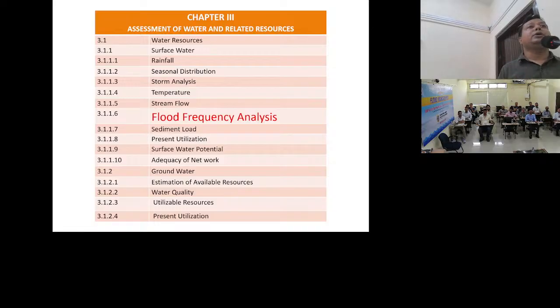So that flood frequency analysis for your river, we have already calculated, and it is provided in your master plan. Okay, that is also given. So you will get directly the design flood of your river in your master plan.